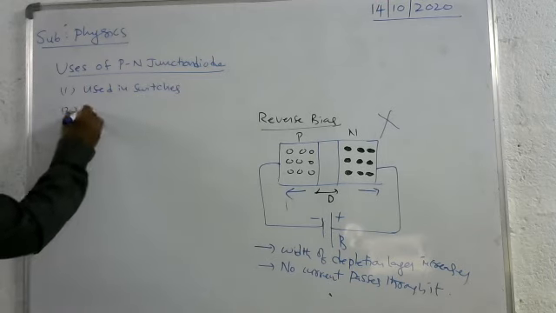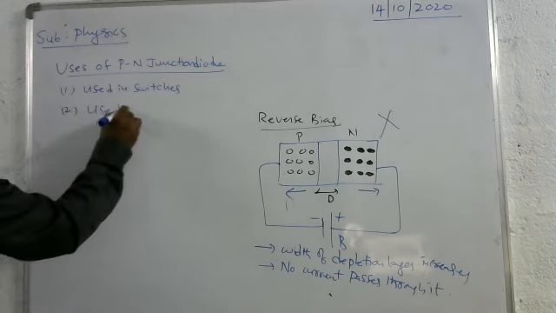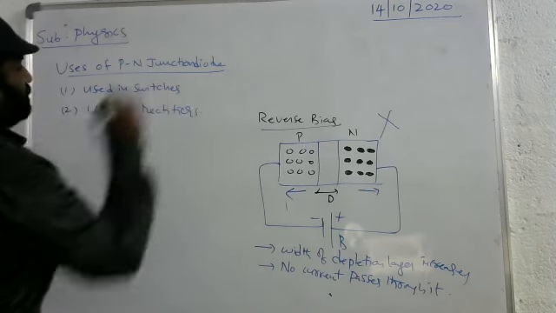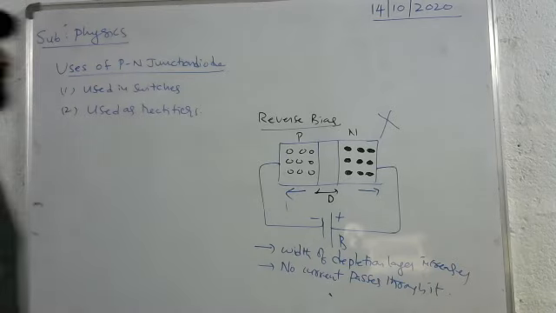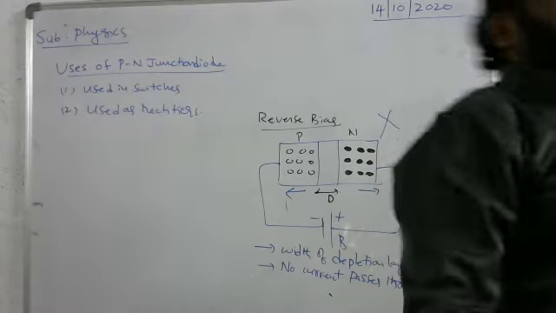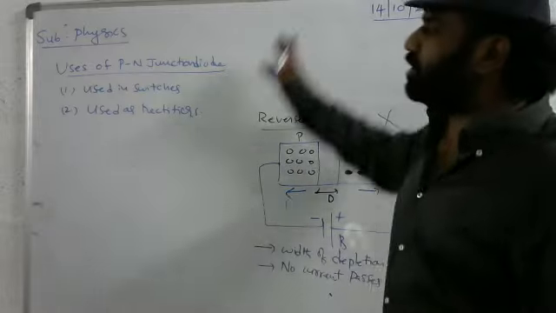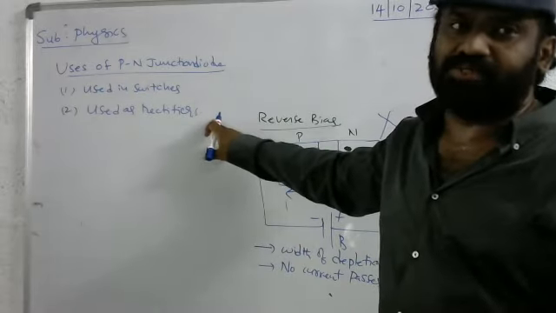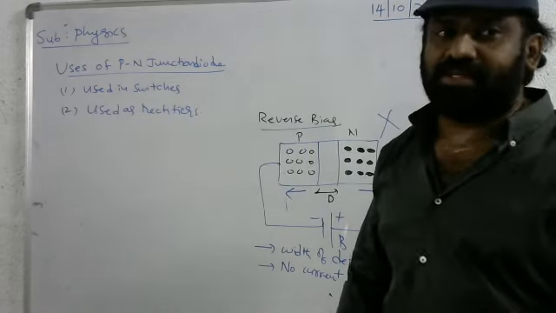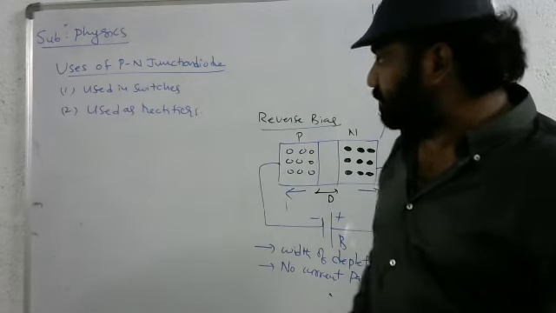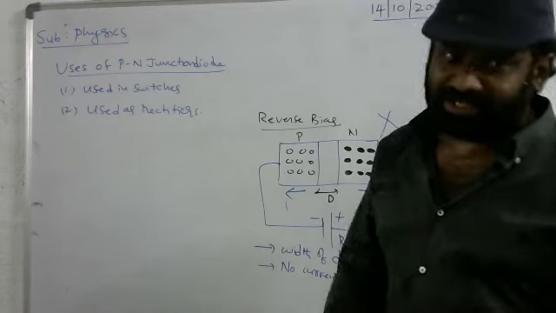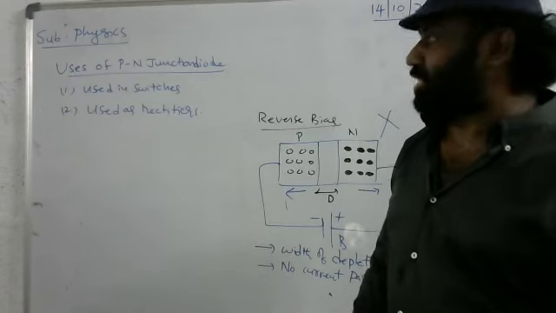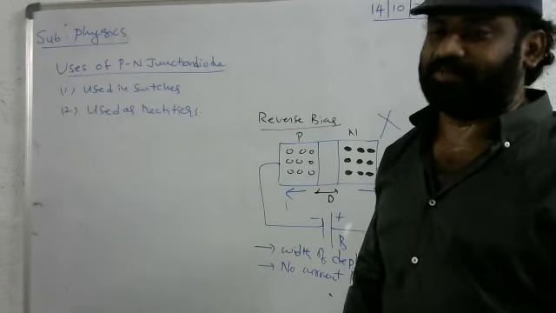Next one is used as rectifiers. What are the uses of PN junction diode? The junction diode is commonly used as a switch, and it is also used as a rectifier. Now let us see what a rectifier is and how it rectifies.